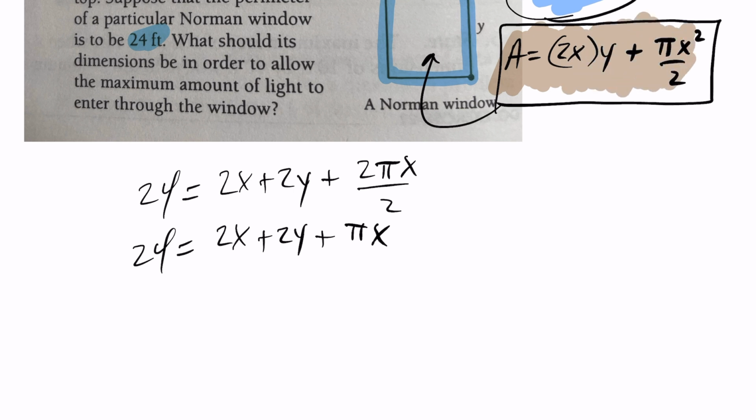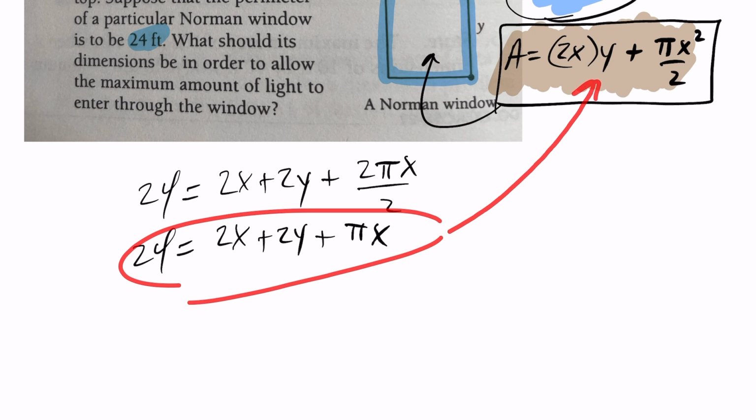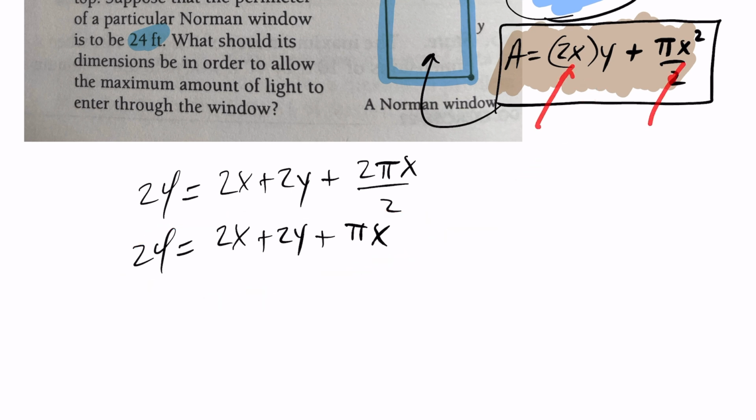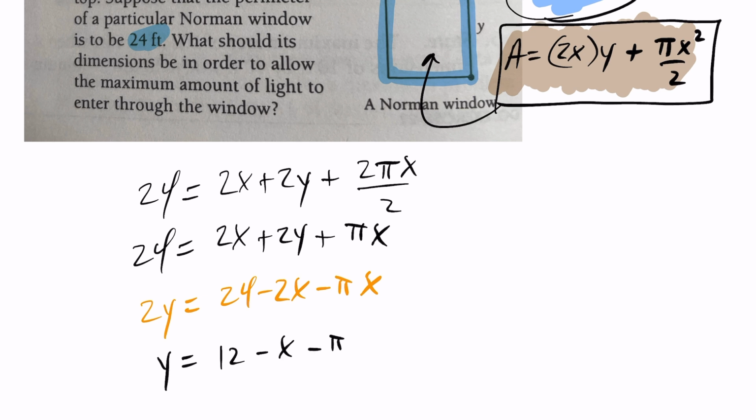I'm going to isolate for y and try to substitute. I'm going to isolate for y here and try to sub it in here rather than x, because I'd have to put it in twice. So isolating for y, I get 2y is going to be 24 minus 2x minus pi x. Divide across by 2, I get y is 12 minus x minus pi over 2 x.